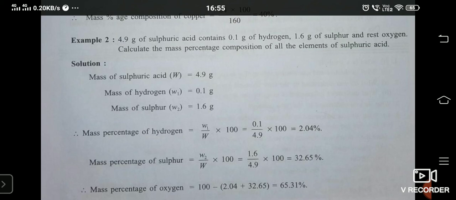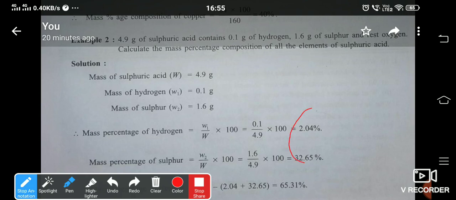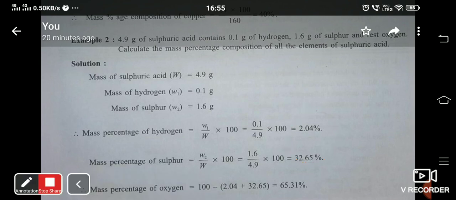Mass percentage of oxygen. See, they have not calculated it. What they have done is they have added the mass percentage of hydrogen plus the mass percentage of sulfur and subtracted from 100, because the remaining is oxygen. You can solve it also. You can follow this step also. It is easier. If you have three elements, find out the mass percentage of two elements, add them and subtract from 100. You will get the mass percentage of the third element. If you have only two elements, calculate the mass percentage of one element, subtract from 100. You will get the mass percentage of the other element.